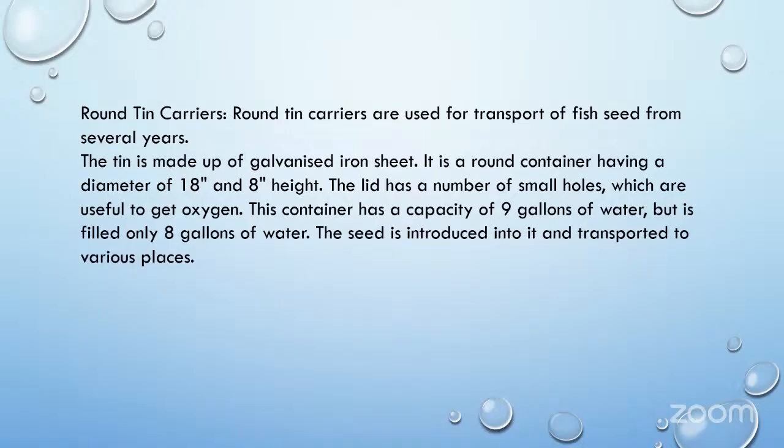Round tin carriers. Round tin carriers have been used for transport of fish seed for several years. The tin is made up of galvanized iron sheet. It is a round container having a diameter of 18 inches and 8 inches height. The lid has a number of small holes which are useful to get oxygen. This container has a capacity of 9 gallons of water, but is filled with only 8 gallons of water. The seed is introduced into it and transported to various places.